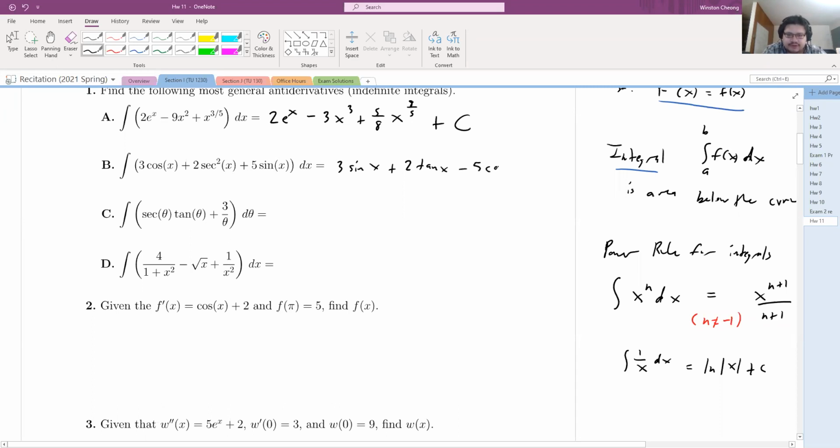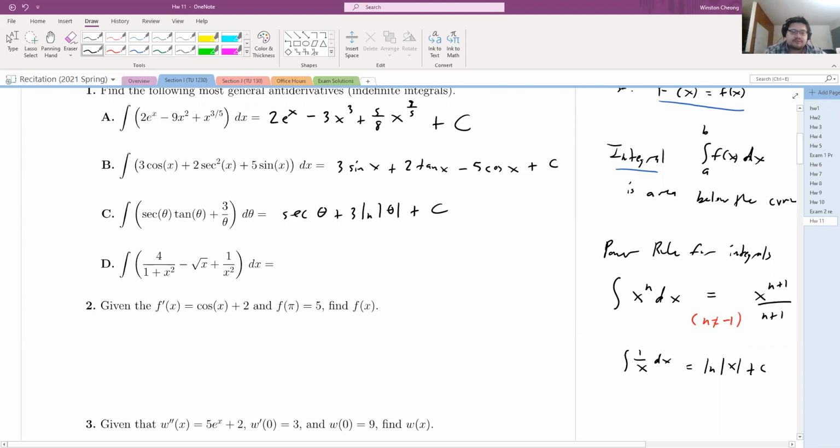So you want to put down -5 cosine x, and then again, plus c at the end. Okay, what about the secant tangent? Well, thinking through your derivative rules, you should think of secant. And since this function is in terms of theta, we should use theta. And now we have this 3 times 1/theta. So it'll be 3 natural log of absolute value of theta, and then plus a constant.